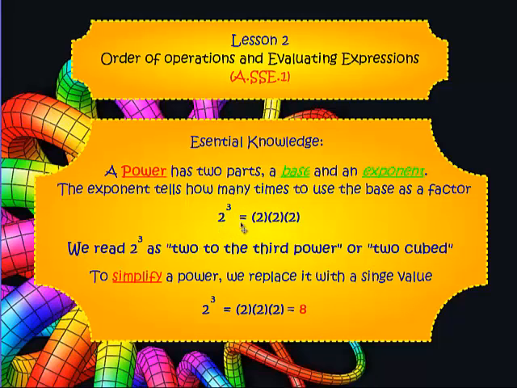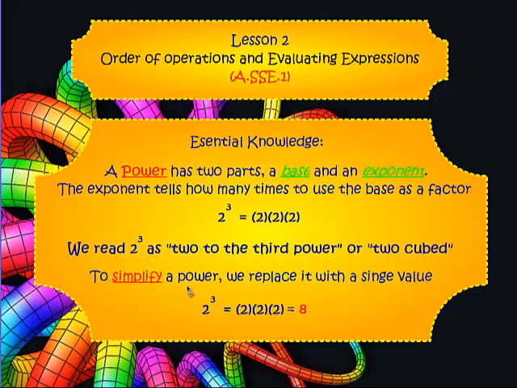That means I have 2 times 2 times 2. I'm multiplying the number 2, the base, by itself 3 times. Not to be confused with 2 times 3, where 2 times 3 is 6. This is 2 3 times, which is 2 times 2, which is 4, times 2 again, which is 8. We can read 2 to the third power as 2 to the third power, or 2 cubed.